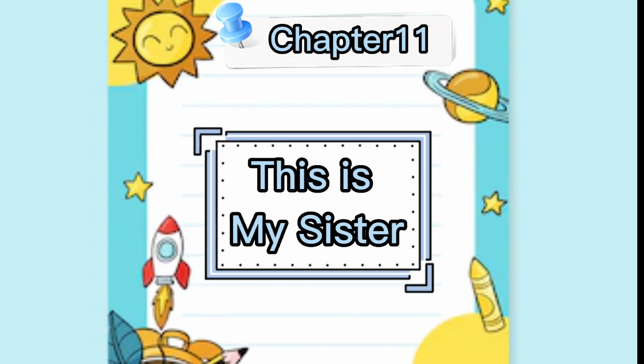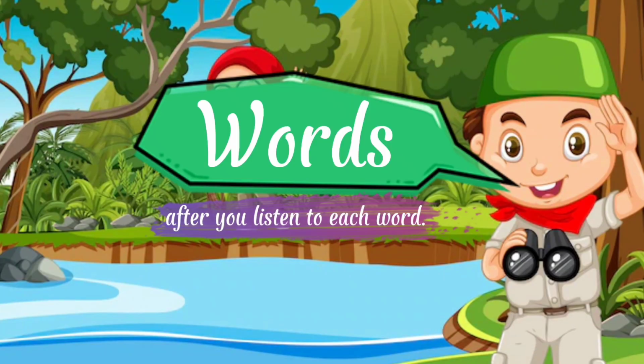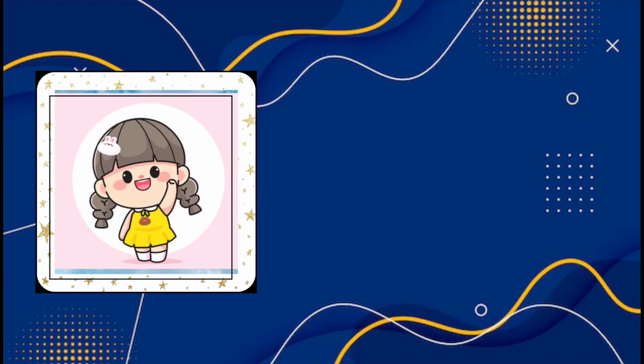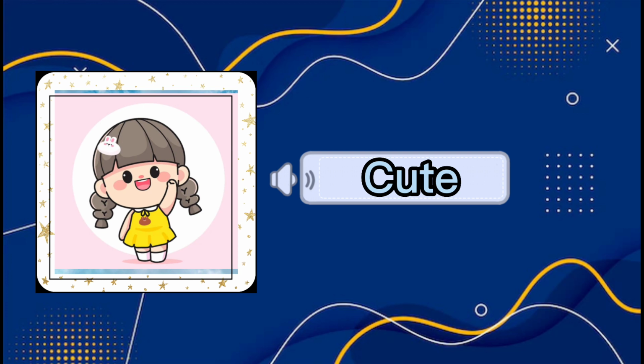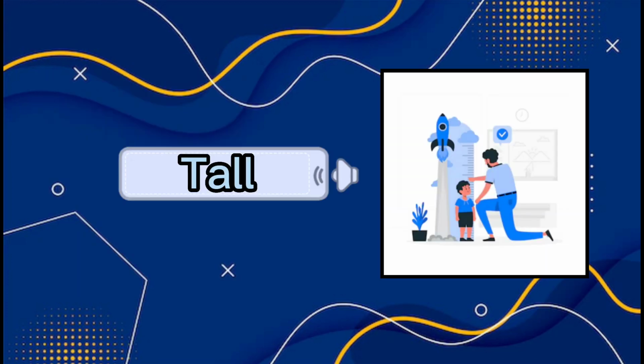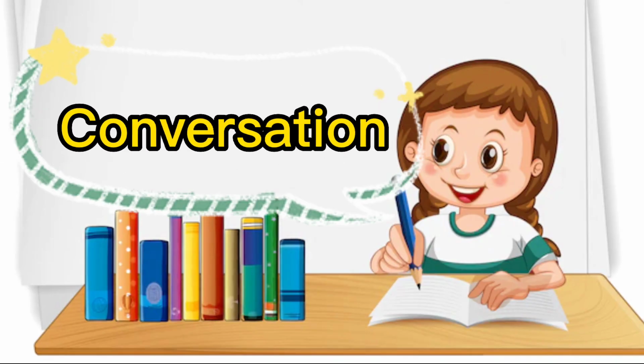This is my sister. Words. After you listen to each word, say the word. Cute. Tall. Conversation.